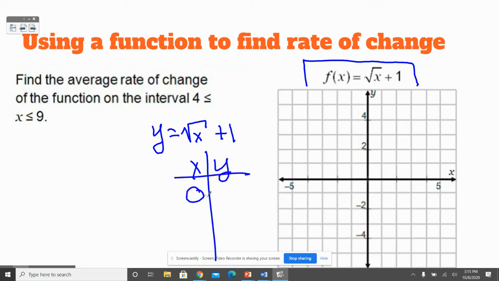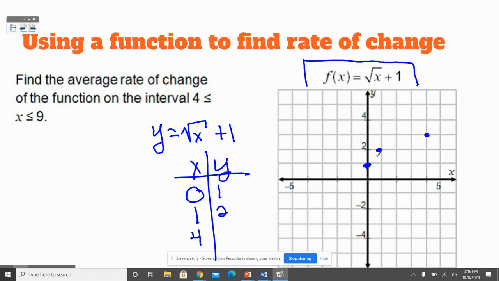If you plug in 0, the square root of 0 is 0. 0 plus 1 is 1. If you plug in 1, the square root of 1 is 1. 1 plus 1 is 2. I don't want to plug in 2. It's not fun for me. I'm going to plug in 4 next. The square root of 4 is 2. 2 plus 1 is 3.